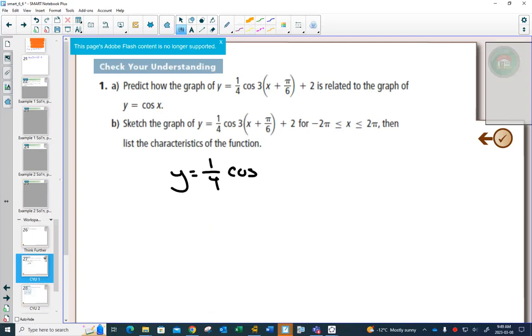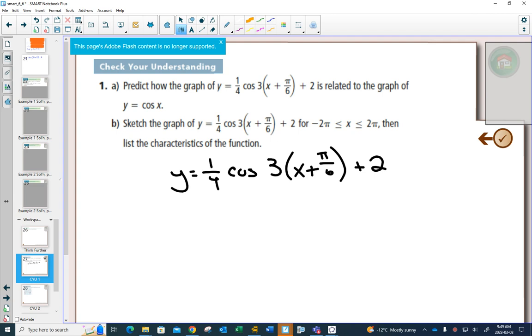First thing I'm going to notice is that this is already in factored form. Remember in our transformations unit, whenever we had a horizontal stretch or compression and a horizontal translation, we always had to write it in factored form first. So I noticed this one already is.